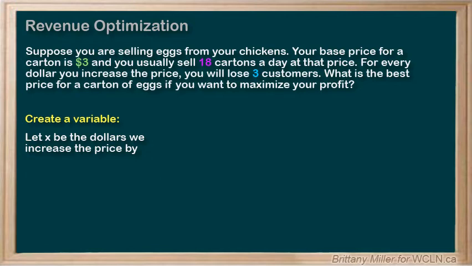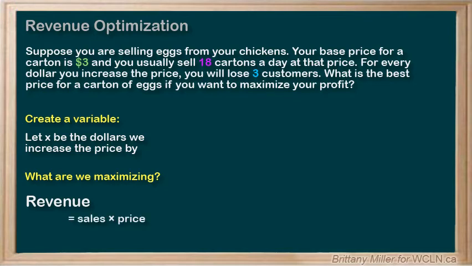Step 2. What do we want to maximize? Well, it's the revenue from our egg business. It's how much money we're going to make. The formula for revenue is always sales times price. So that's the number of things that you sell times how much each one costs.